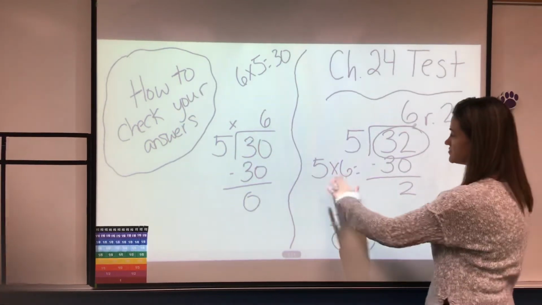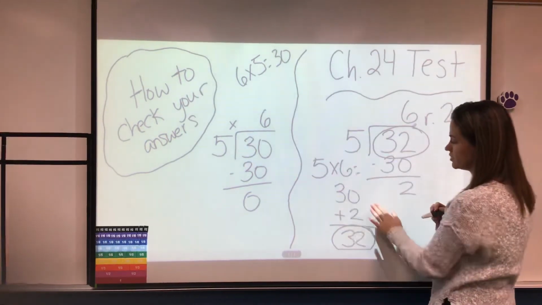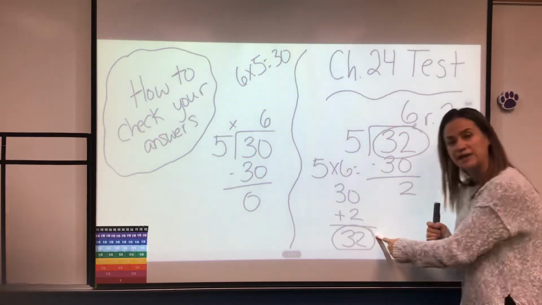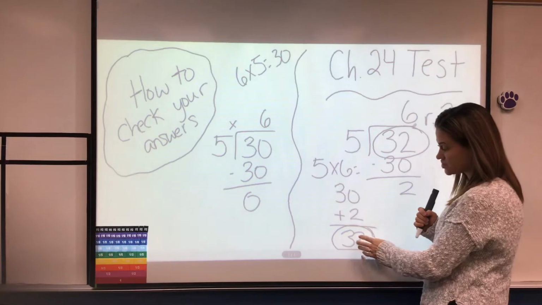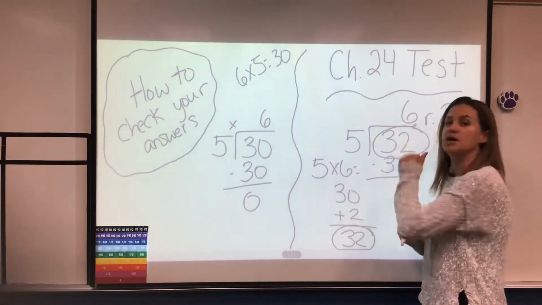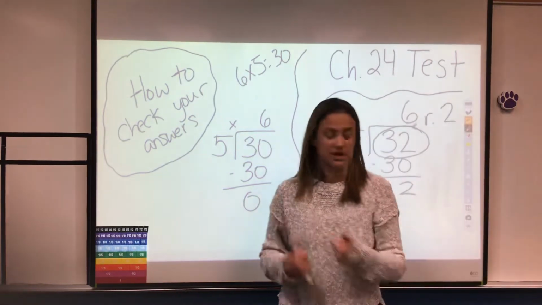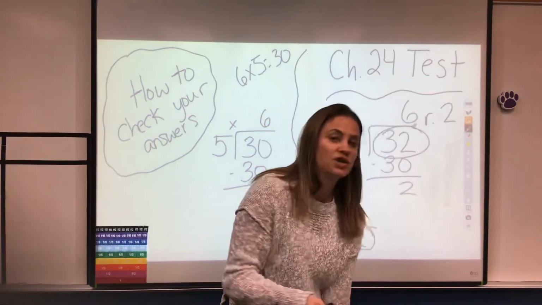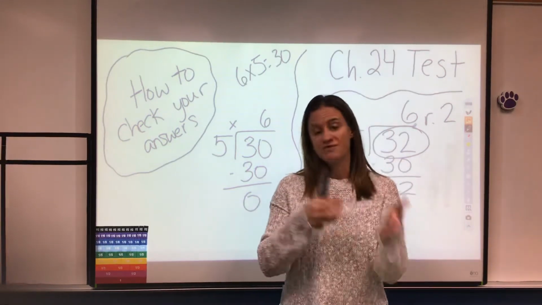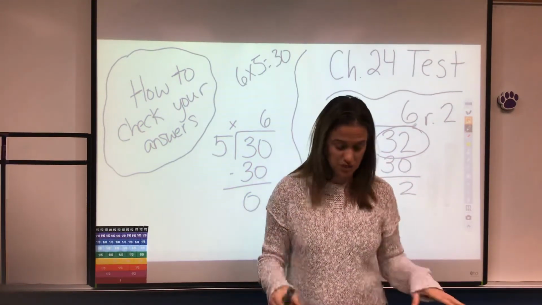So you say 5 times 6, just like you did over here, is 30, but since you have the remainder, you now need to add the remainder back into it. And if the answer that you've gotten down here, once you've multiplied and added, equals the dividend, then you know that you've checked your work correctly. So make sure that when you're checking a division problem with a remainder, first you multiply, then you have to add in the remainder. So don't forget to do that.